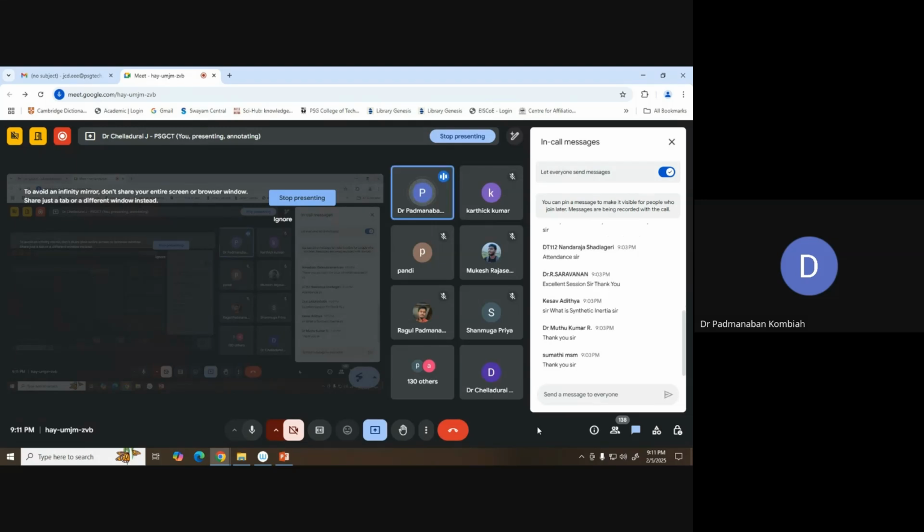Sir, a question in the chat box: what is synthetic inertia? Synthetic inertia is related to any grid-connected configuration. Grid following inverters normally use a stiff grid. The difference between a stiff grid and a weak grid: in a stiff grid, the voltage and frequency magnitudes are maintained constant with the help of huge-size alternators or huge-size power supplies. It may be hydro, thermal or nuclear.